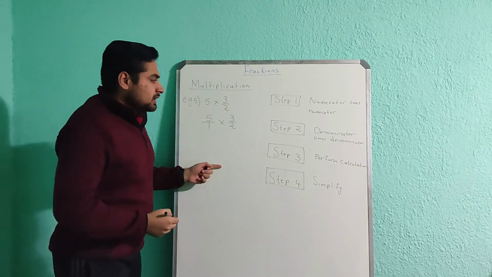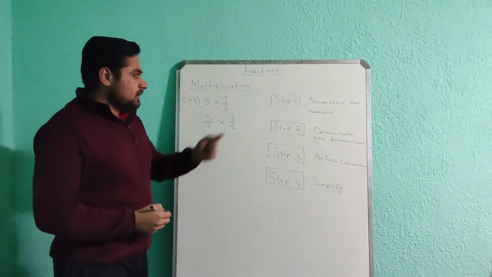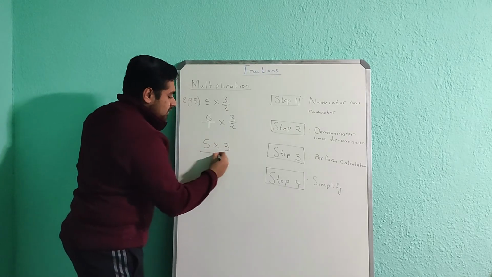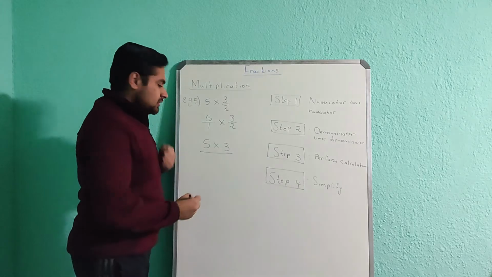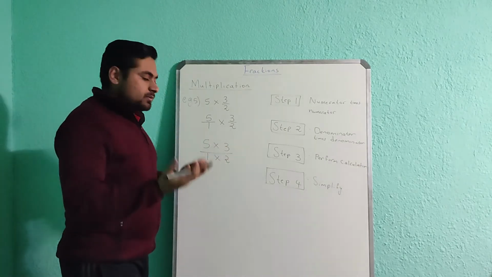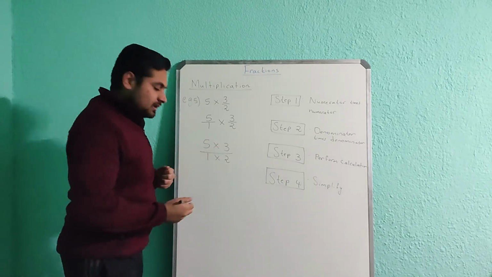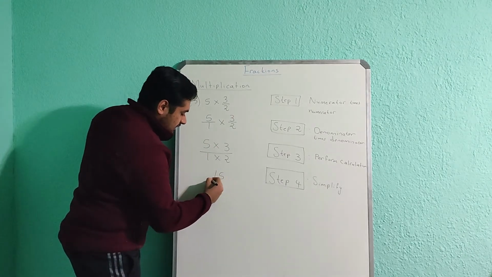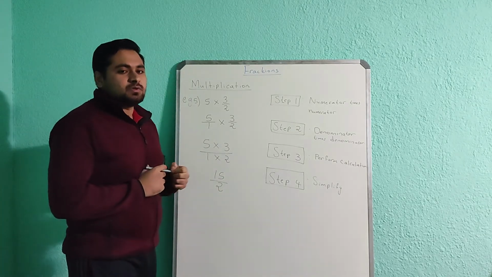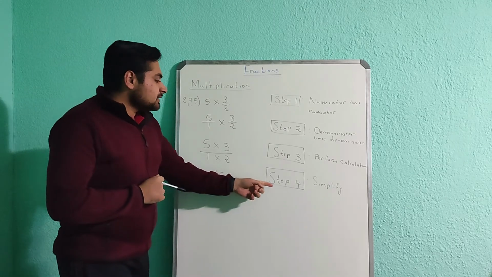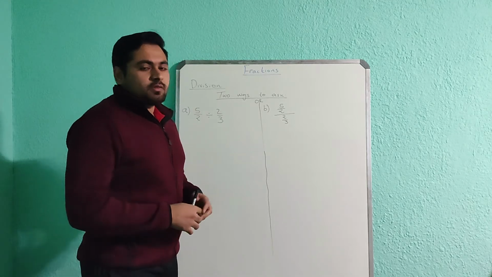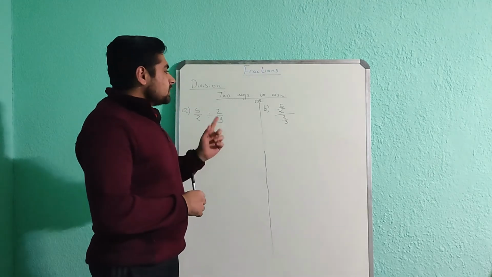And from now on, we just perform our normal steps. So the first step is numerator times numerator over denominator times denominator, which is 1 times 2. And step 3, perform your calculation. What is 5 times 3? 15. 1 times 2, 2. So your answer is 15 over 2. Again, can step 4 apply here? The answer is no. Now that we have gone through all the multiplication, let's move on to division.